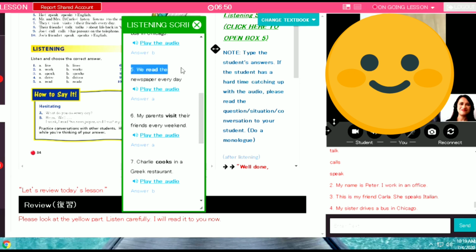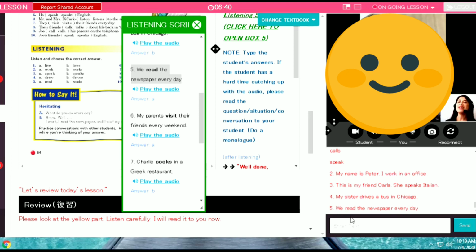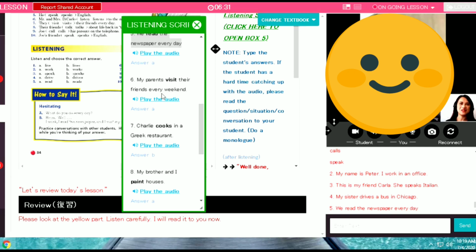We read the newspaper every day. A. Read. Very good. Let's read. We read the newspaper every day. We read the newspaper every day. Very good. Let's go to number 6.